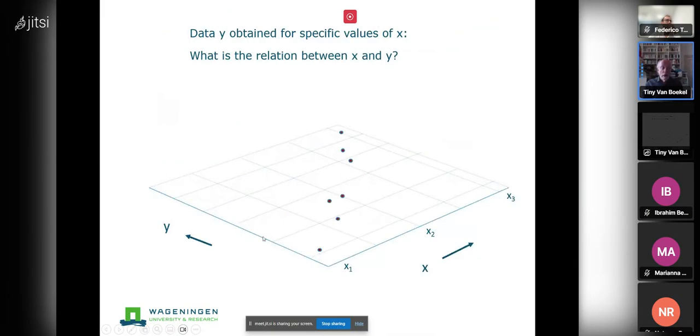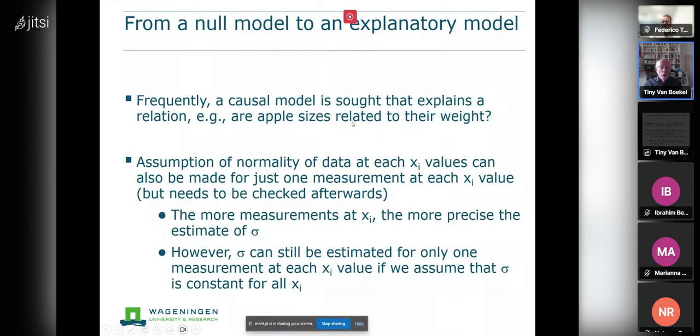Now, again, this is all very schematic. So, let's say we have done some experiments. We have varied an X value. It does not really matter what X is at this moment or what Y is, but we have measured something that looks like this. And what we see is that the Y value tends to increase with the X value. And we want to know now what is the relation between those two variables. So, for instance, how is apple size related to apple weight?